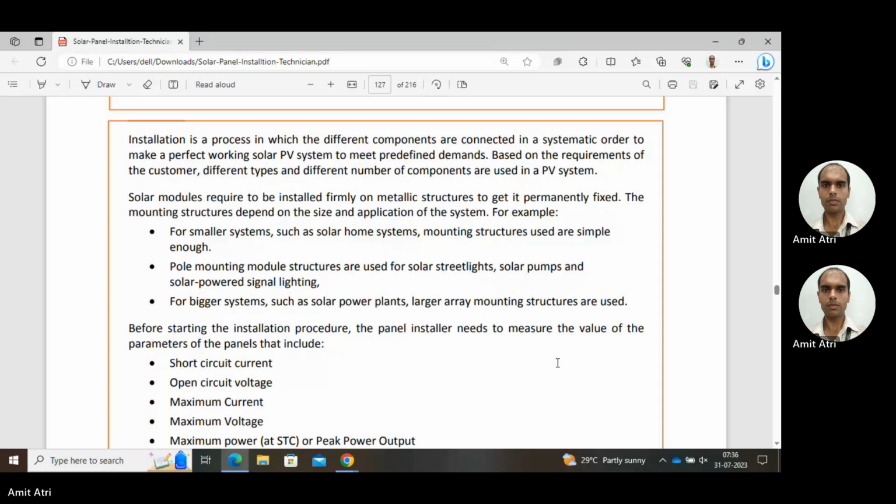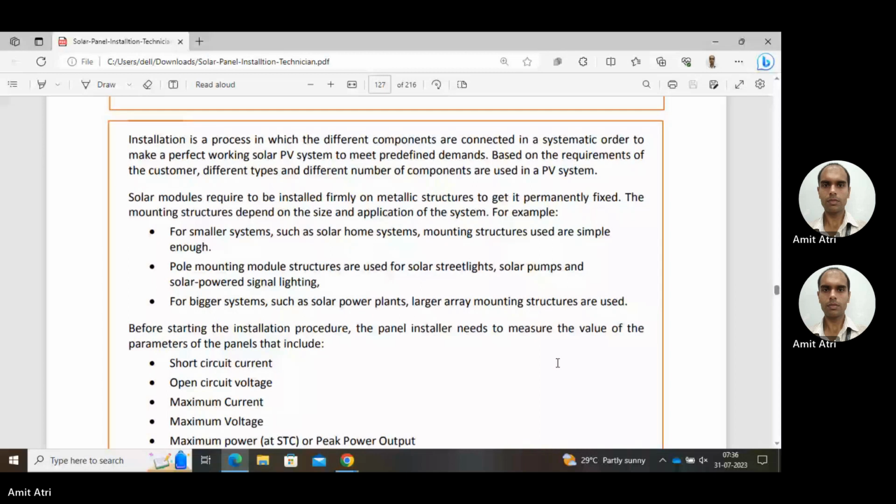Okay, so the installation process is connecting different components. So what are the components? Like the solar panel, the battery, the inverter, the charge controller, and as per the predetermined load, a predefined demand. It means we have to analyze the load as well. Based on the requirements of the customer, different types and different numbers of components are used in a PV system. So we have to analyze the load type, demand, and requirement by the customer.